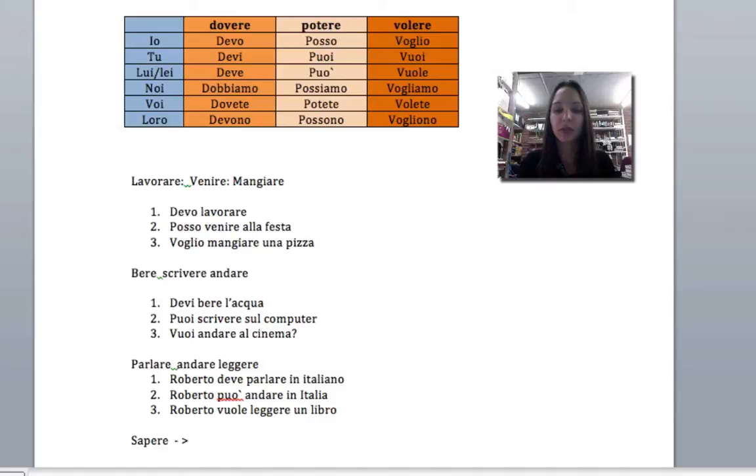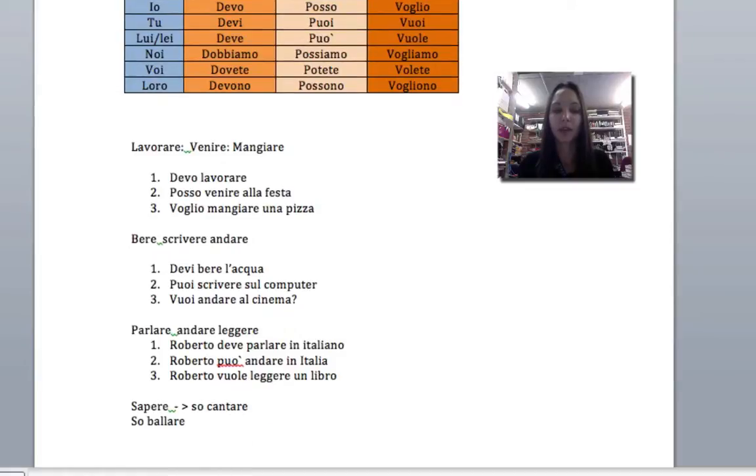So the sentence would be so cantare. That translates to I can sing. If you want to say I can dance, so ballare, I know how to dance. It's more accurate to use so than using potere. Potere is more about permission to do something, and I guess availability, if you're available to do something, posso.